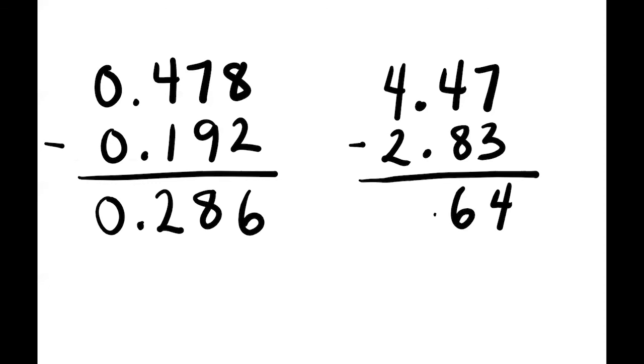And then I bring down my decimal point. Now I have something important to remember here. Yep, I only have 3 units left. 3 minus 2 is 1. And so my answer is 1 and 64 hundredths.